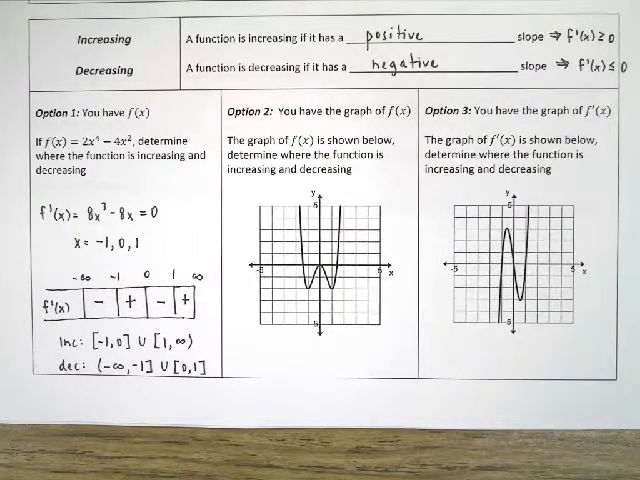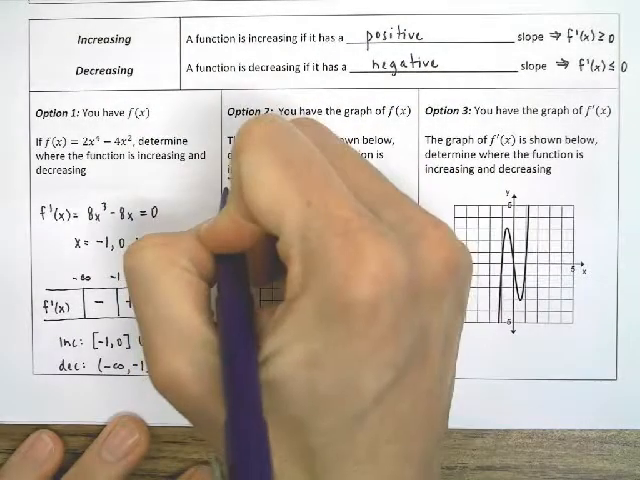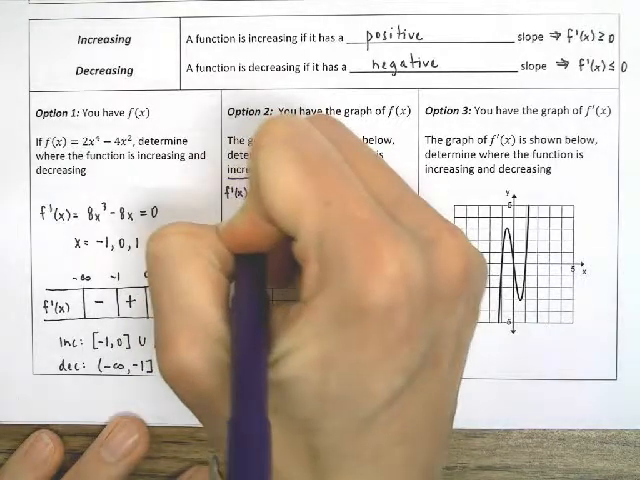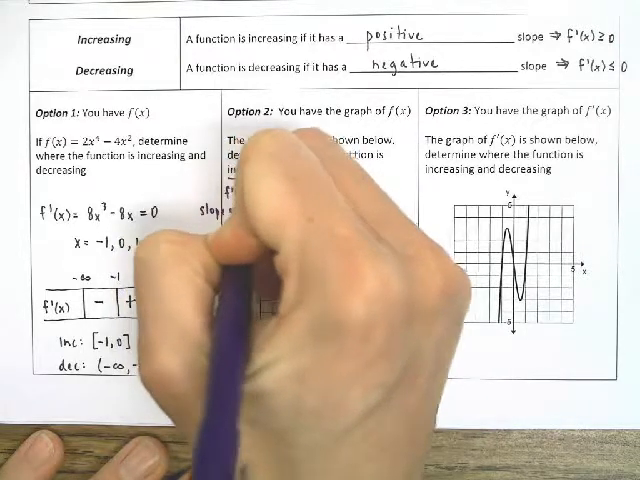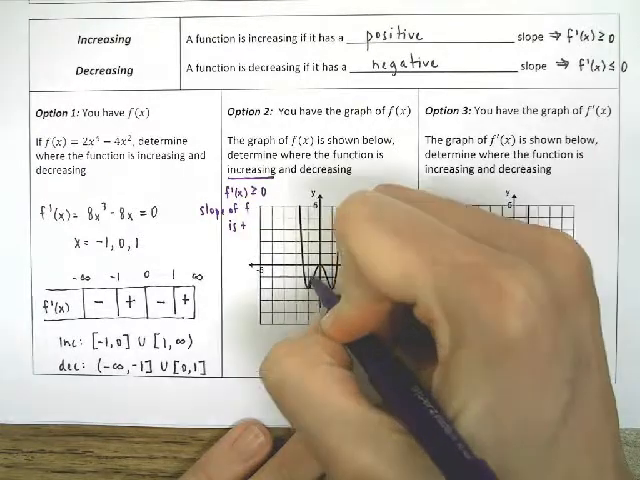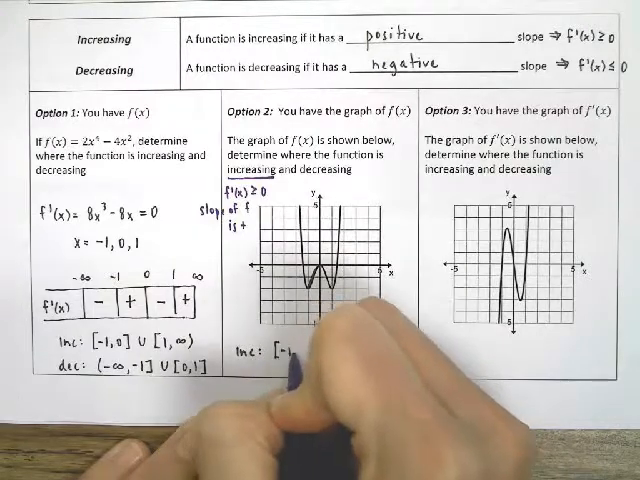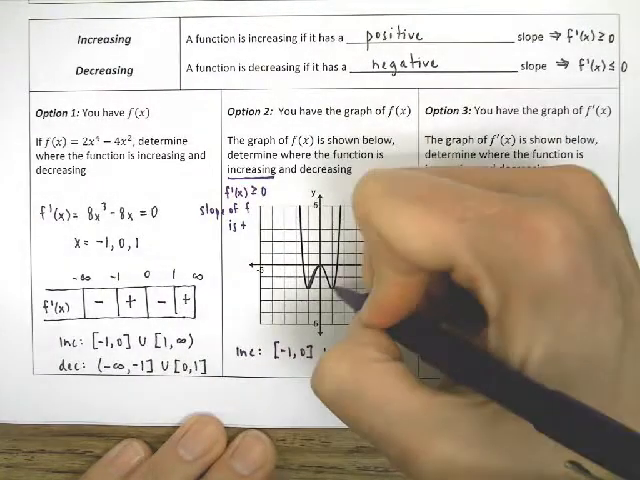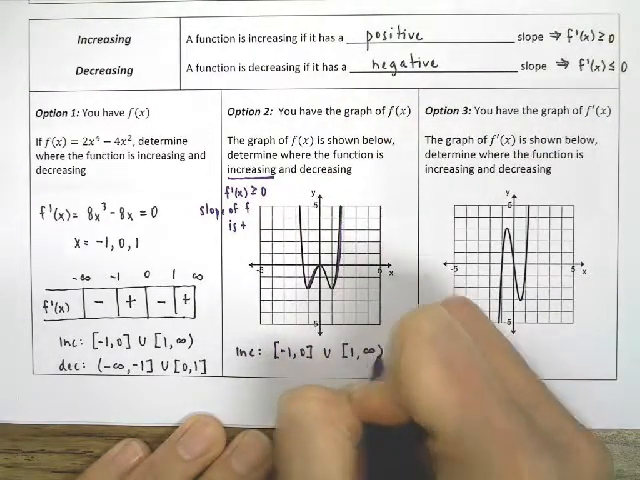Okay, now we're going to look at option 2. Again, we have the graph of f of x, and we're asked to find where the function is increasing and decreasing. Now, for increasing, right, we said that happens where f prime of x is greater than or equal to 0. So that means it's where the slope of f is positive. So I can see that happens here. So I'm increasing from -1 to 0. And I'm increasing again from 1 to infinity.